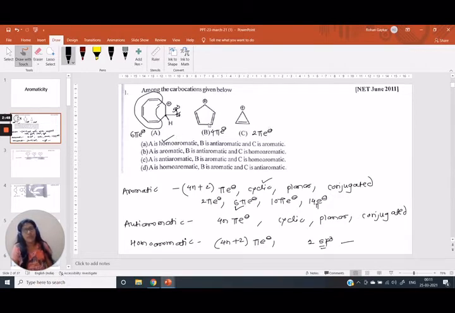In example B, here how many electrons? 4 pi electrons. Therefore, it obeys the antiaromatic rule, and the system is cyclic, planar, conjugated. Therefore, compound B is antiaromatic. Now we can see the last one. Here how many electrons? 2 pi electrons. The system is cyclic, planar, conjugated. Therefore, C is aromatic. Therefore, option A is the correct option.